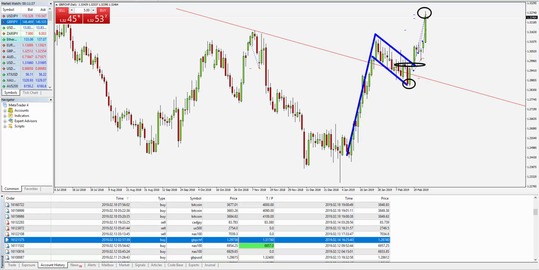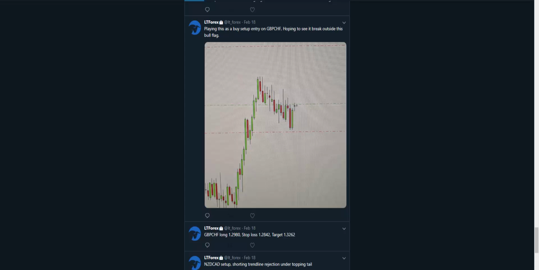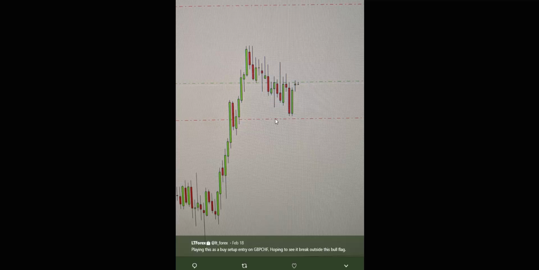And we've been talking about these trades for a while. So you see here, this is our private Twitter account. Again, a small community here we have at live traders. All right, so this is our Twitter account. You can see here we called on Feb 18th GBPCHF long with a stop loss and a target, and I even gave the exact trade that I'm looking at, playing this as a buy setup entry on the pound Swiss. Hope to see a break outside this bull flag, and I posted where my buy order was, where the stop order was, what the target was, and this morning the target was hit.